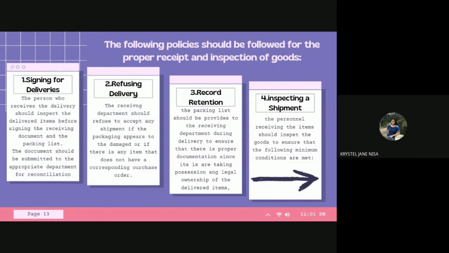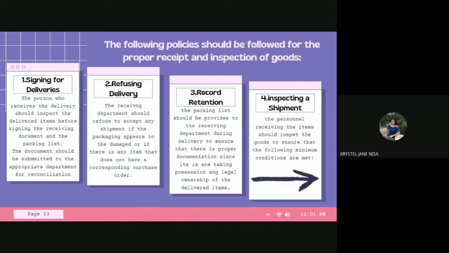Number 2, refusing delivery. The receiving department should refuse to accept any shipment if the packaging appears to be damaged or if there is any item that does not have a corresponding purchase order. So refusing delivery, a recipient has the right to refuse if the order arrived is not in good condition and if the order is not in the purchase request.